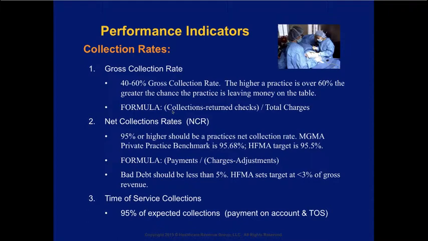Here, really, actually, the MGMA's private practice benchmark is 95.68, HFMA's 95.5. You better be over 95%. That means 95% of the collectible money you collected. So that's an important number. That's bringing into consideration what? Bad debt is less than 5%. Now, I think bad debt should be less than 3%, so we'll say 3 to 5% bad debt. That means of my allowable rate, I couldn't collect 3 to 5% of that, so I'm expecting a 95, 96% net collection rate. That's of the money that I'm expecting to collect, not a gross, which is off my charges.